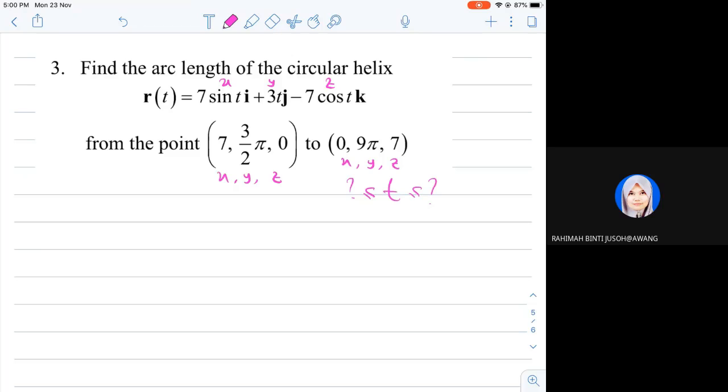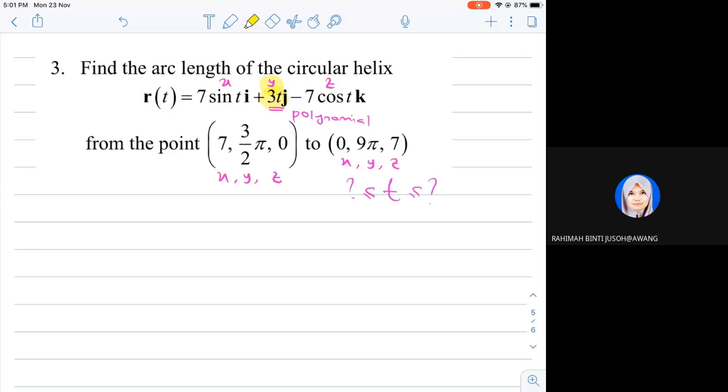All right. First of all, the easiest way to find the interval is by choosing the polynomial function. So right now, which one is the polynomial function in r t? 3t. Yes, 3t. Okay, 3t is the polynomial function. So we choose 3t. Now, 3t belongs to the y component or y coordinate.